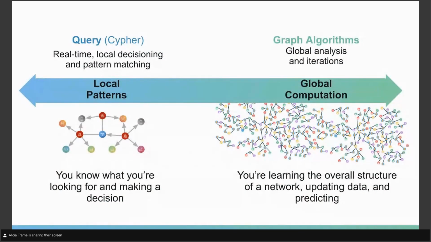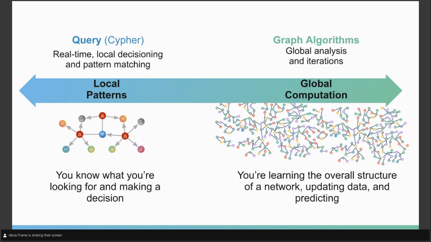When we talk about doing graph data science, just like I talked about analytics versus machine learning, we can also talk about this global versus local spectrum. And so at the local end of the spectrum, we're talking about queries. So I have my data in a graph, and I want to do real-time local decisioning and pattern matching. So I know what I'm looking for, and I just want to support that decision. So tell me how many fraud rings there are. Tell me how many customers are within 2 hops of someone who's churned. It's a specific question that I want to answer.